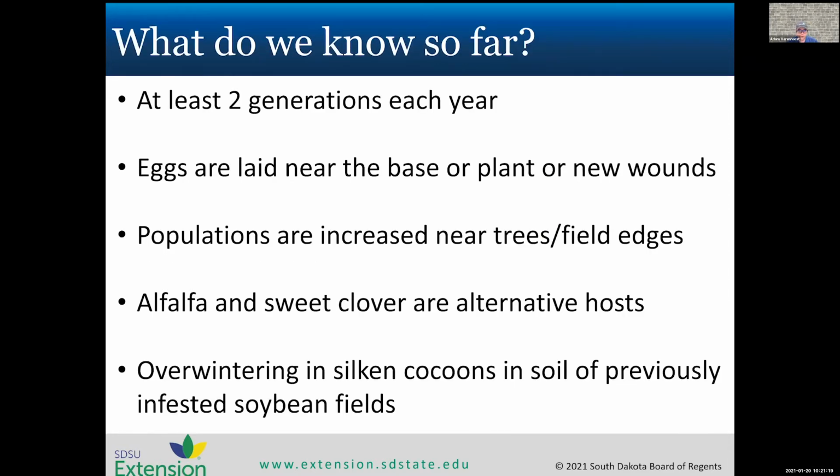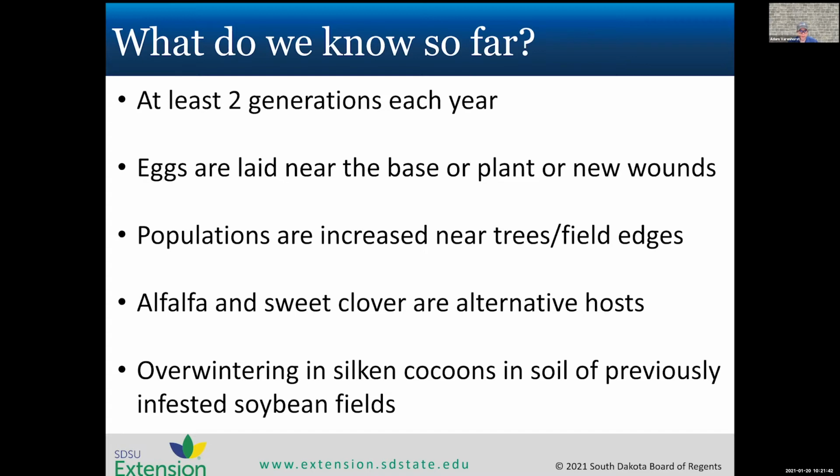So what do we know so far? Well, there's at least 2 generations of this pest each year. Maybe there's more, we don't know yet, but we've at least seen 2 generations. We know that the eggs are laid near the base of the plant or near new wounds. These flies can't actually penetrate the soybean epidermis with their ovipositors.